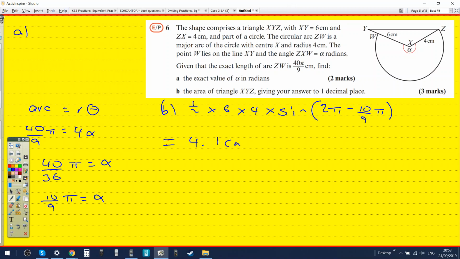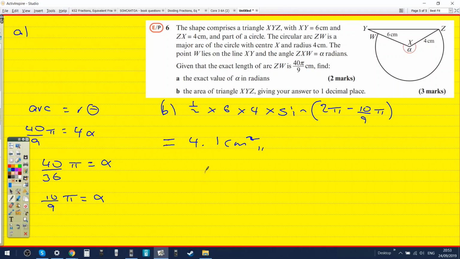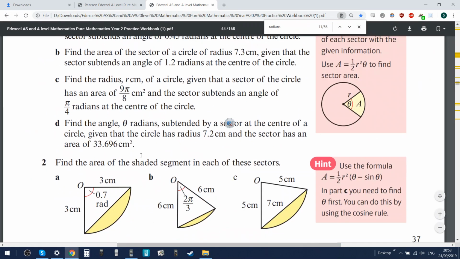Yeah, that's it. So yes, just do it as a separate step. If you're dividing a fraction, just do the fraction divided by 4. Basically it's times a quarter, which turns it into 40 over 36, which just simplifies. Any questions about that one? Oh, I get that one.